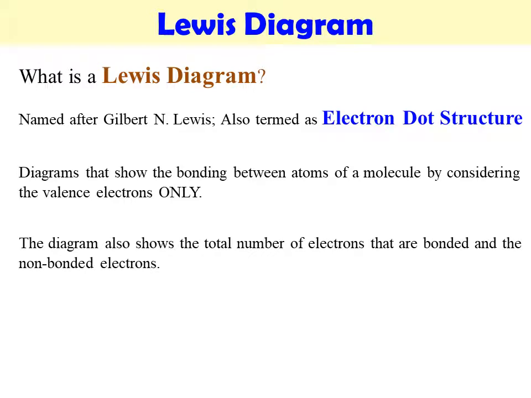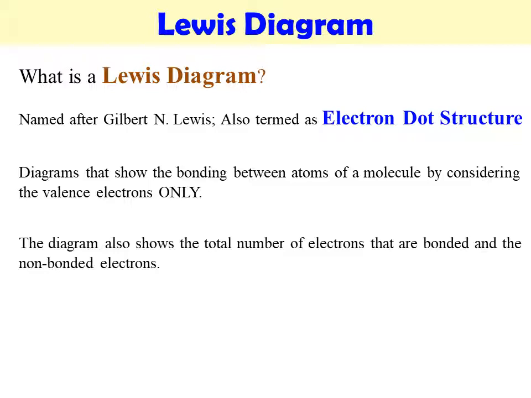The diagram also shows the total number of electrons that are bonded and non-bonded. Apart from the valence electrons, which are present in the valence shell, the diagram also represents how many electrons are bonded and how many are non-bonded. That means how many electrons are participating in the bond formation and how many are not, to form a molecule.